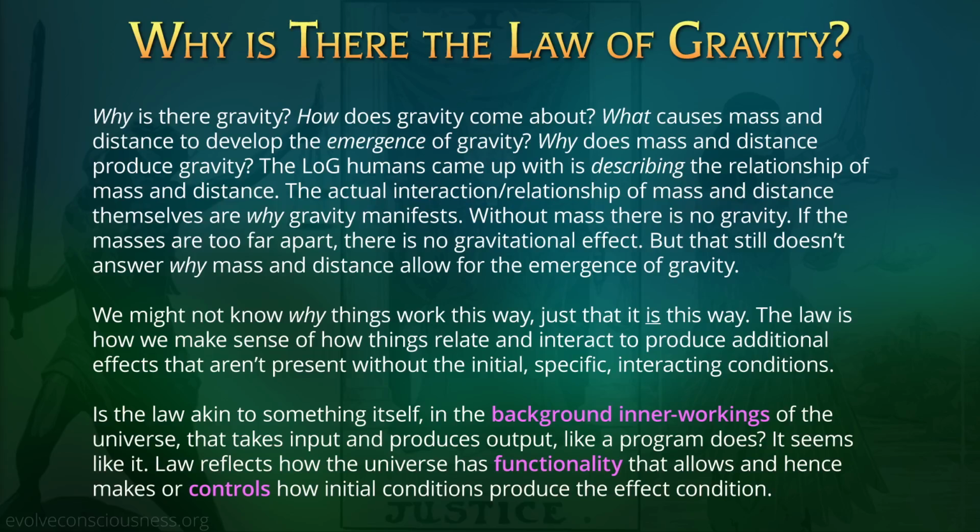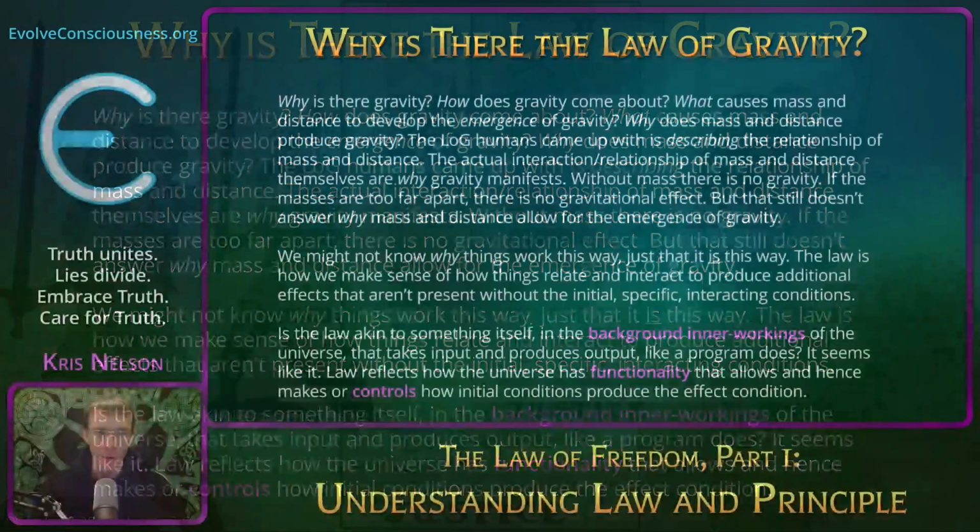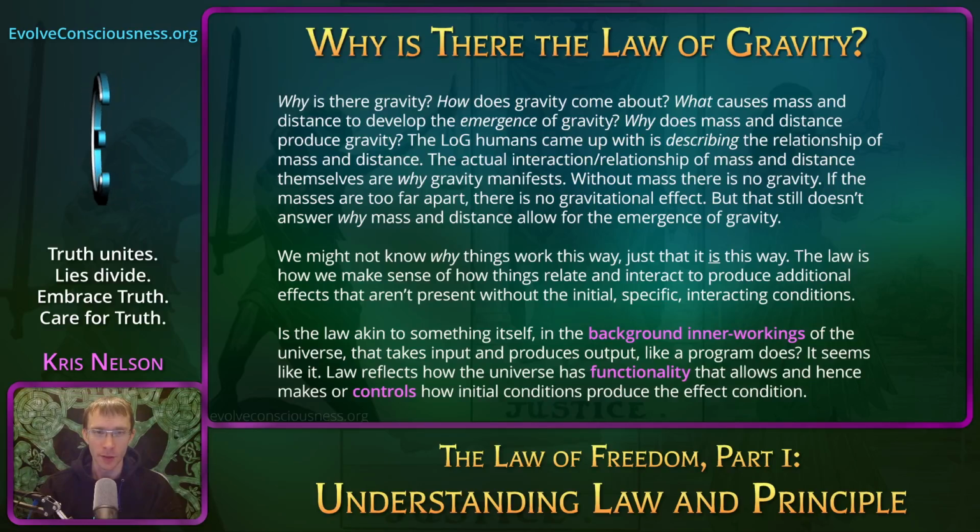Why is there the law of gravity? Why is there gravity? How does gravity come about? What causes mass and distance to develop the emergence of gravity? Why does mass and distance produce gravity? The law of gravity humans came up with is describing the relationship of mass and distance. The actual interaction relationship of mass and distance themselves are why gravity manifests.